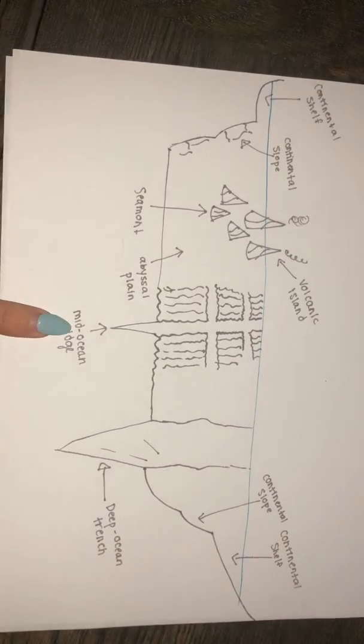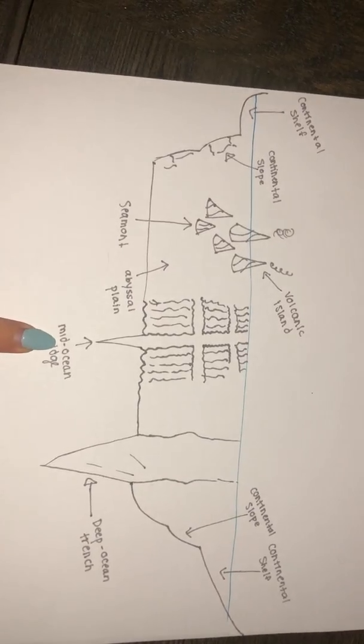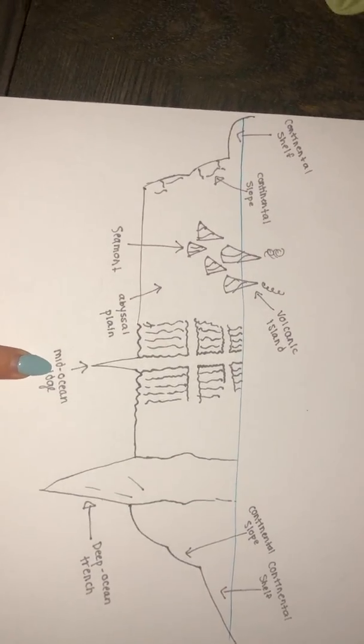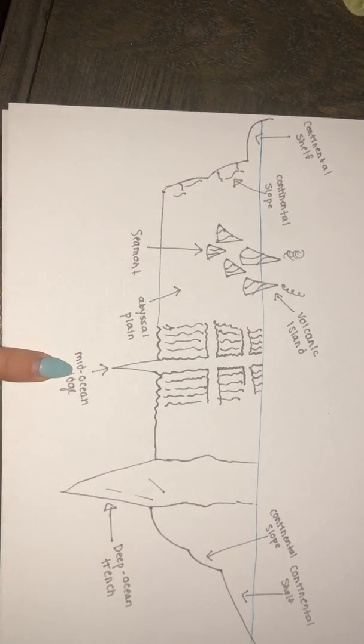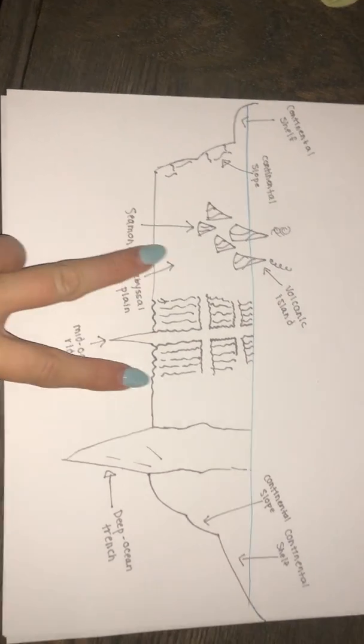Let's go to the mid-ocean ridge. The mid-ocean ridge is a long, active submarine ridge system situated in the middle of the ocean basin and marking the site of the upwelling of magma associated with the seafloor spreading.